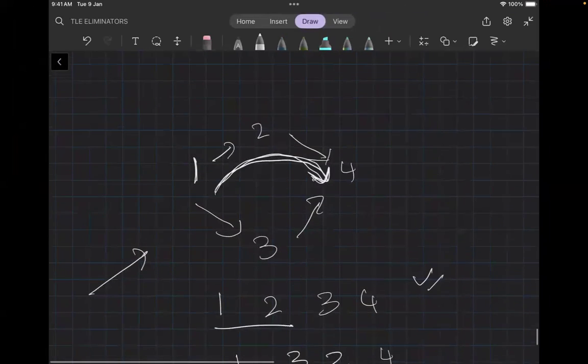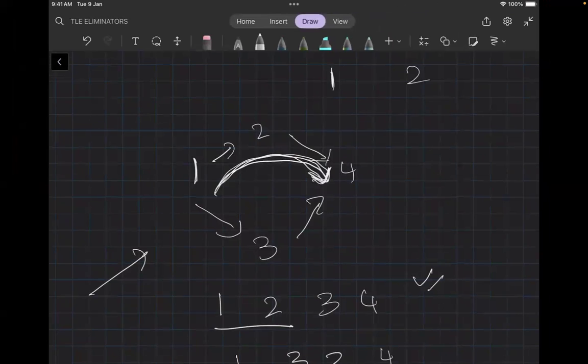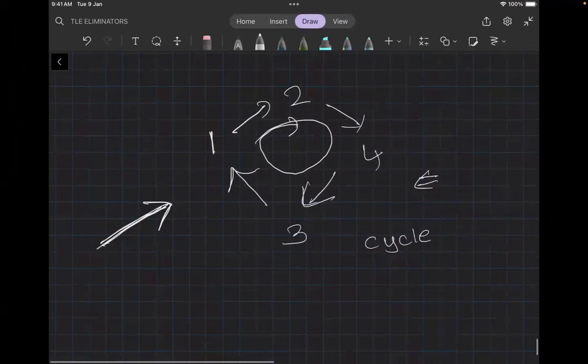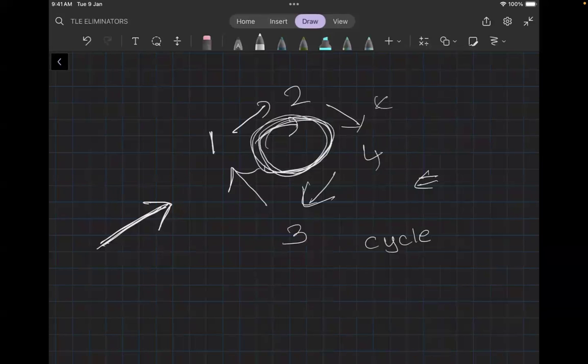Whereas what was the difference here? The chain is not cyclic, right? So I know after 1 comes 2, then 4. And after 1, there is 3 and then 4. But here, I don't know what comes first, because whatever comes first, there is something that is contradicting it. After 1, there should be 2. After 2, there should be 4. After 4, there should be 3. After 3, there should be 1. So it is not really possible.